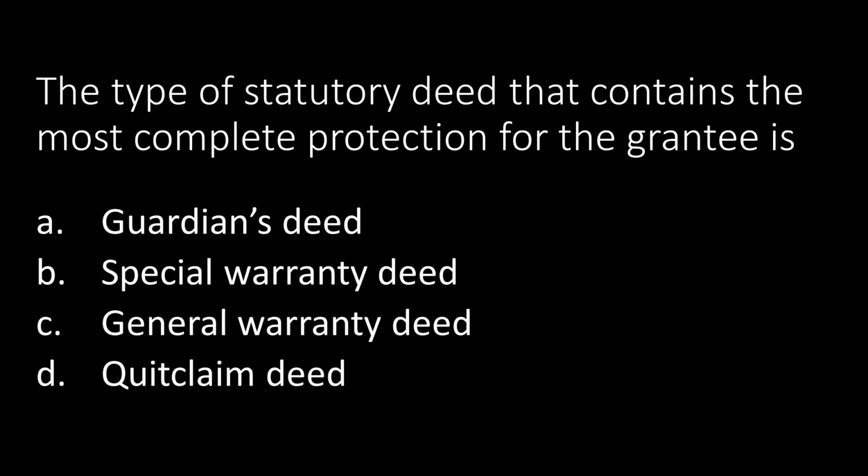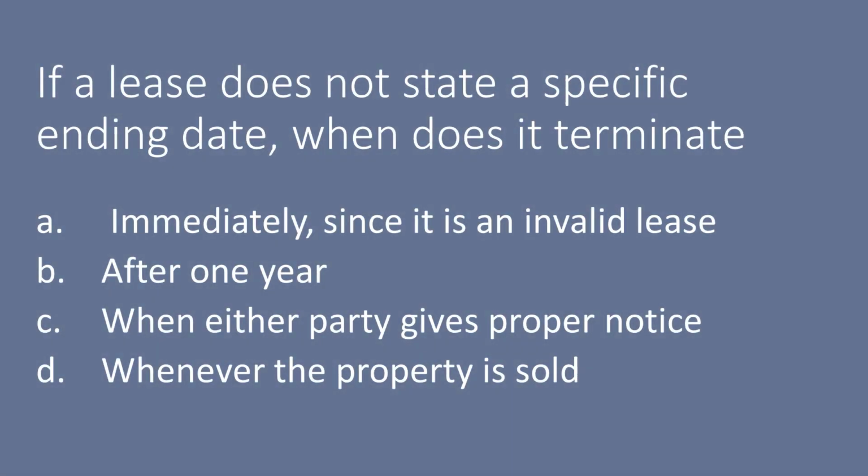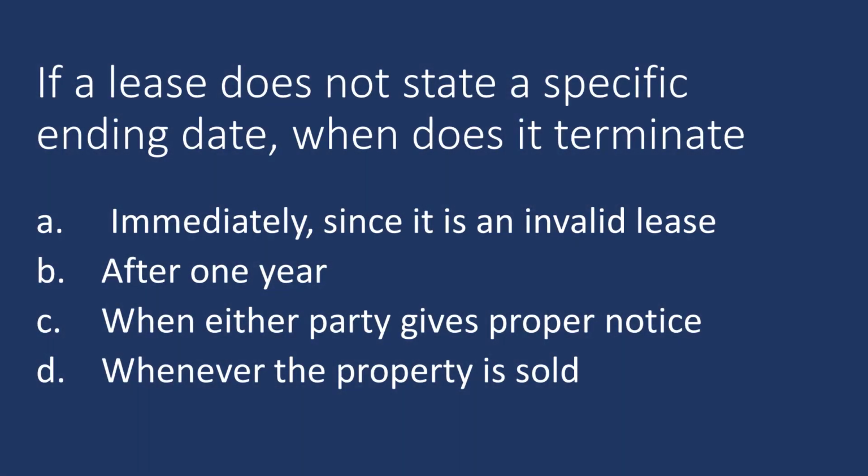Question number 7. If a lease does not state a specific ending date, when does it terminate? A. Immediately, since it's an invalid lease. B. After 1 year. C. When either party gives proper notice. Or D. Whenever the property is sold.